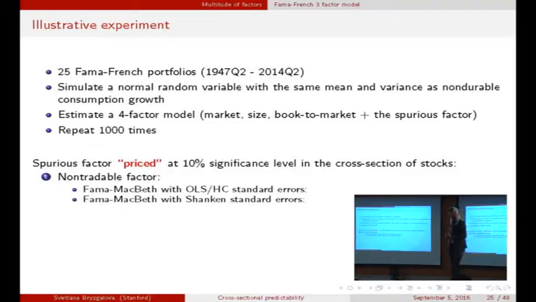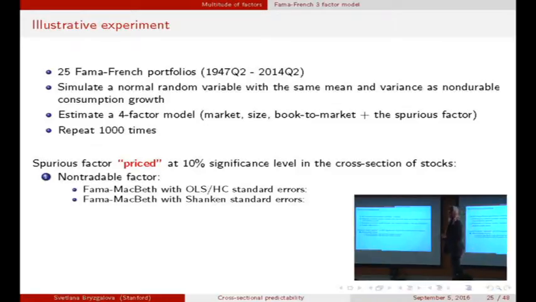It doesn't really matter. Every time I generate a new time series of this normally distributed random variable, which is noise, right? It's totally independent from everything else. It's not related to returns. It's not related to factors. It's just a randomly generated time series. Every time I generate a new time series, I'm going to estimate a four-factor model on that cross-section of 25 portfolios. So I'm going to check whether market is priced, whether size, whether value is priced, and whether that fourth magical factor is going to be cross-sectionally priced as well. And again, recall, it has nothing to do with anything at all, none of the real data.